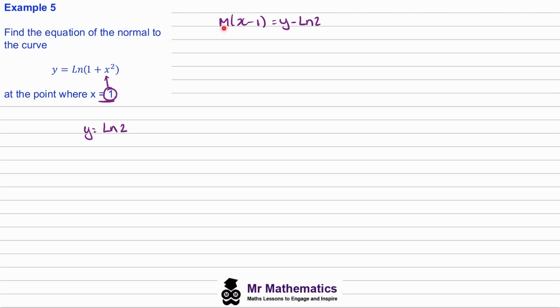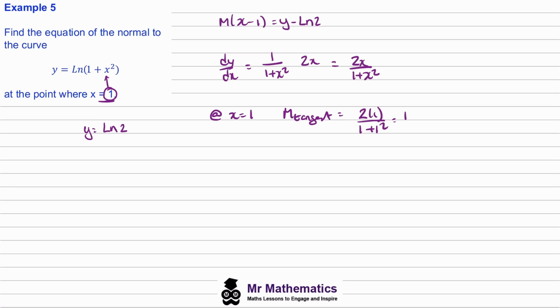But now we need to work out the gradient of a normal. So we'll find the gradient of a tangent by working out dy by dx. This will be 1 over 1 plus x squared. And then we need to multiply that by the derivative of this in a function. So we need to multiply it by 2x. So dy by dx will be 2x over 1 plus x squared. And at x equals 1, the gradient of a tangent will be 2 lots of 1 over 1 plus 1 squared. So 2 divided by 2 will just give us 1.